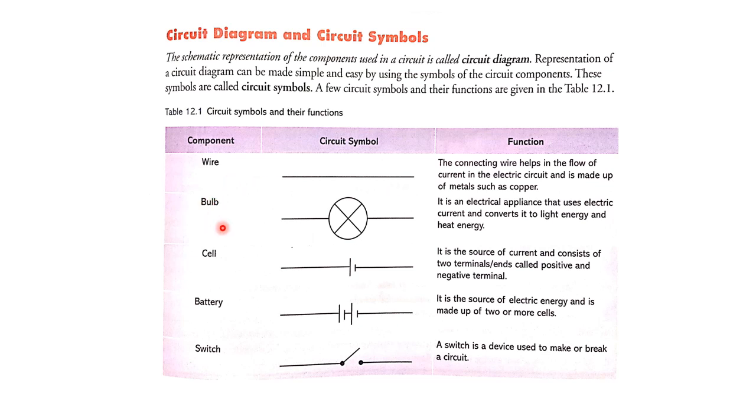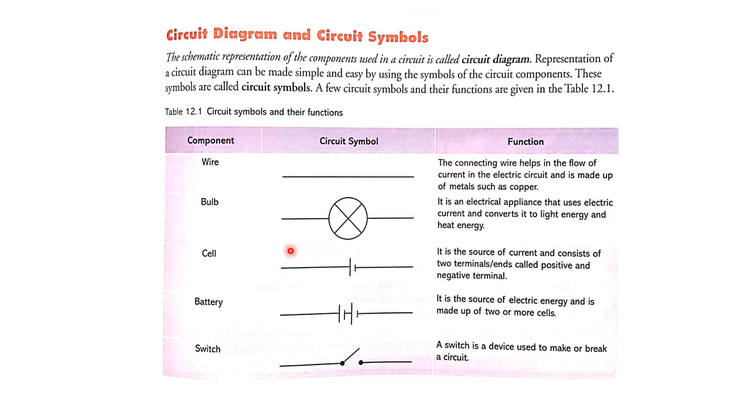And now we will see the bulb. This is the circuit symbol of the bulb. It is an electric appliance that uses electric current and converts it to light energy and heat energy.